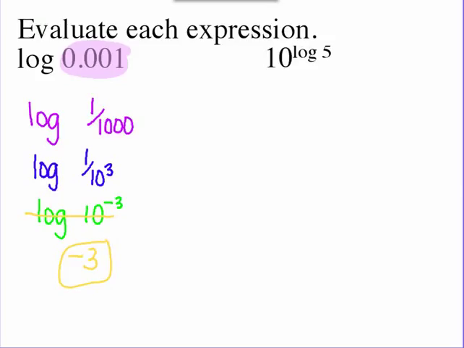On the next one, what is your answer going to be? 5. Because those are going to cancel, leaves you with 5. So far, so good? We've got a few more to look at.